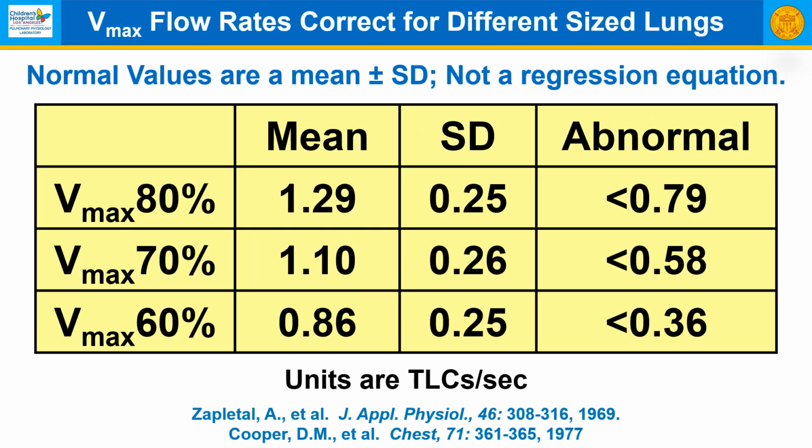And the beauty of this is that this does completely correct for different sized lungs. So the normal values here are actually numbers. It's not a regression. So this is true of everybody, that the normal predicted Vmax 80, for example, is 1.29 TLCs per second. Fairly large standard deviation, unfortunately, so abnormal would be less than these values. Units are TLCs per second.